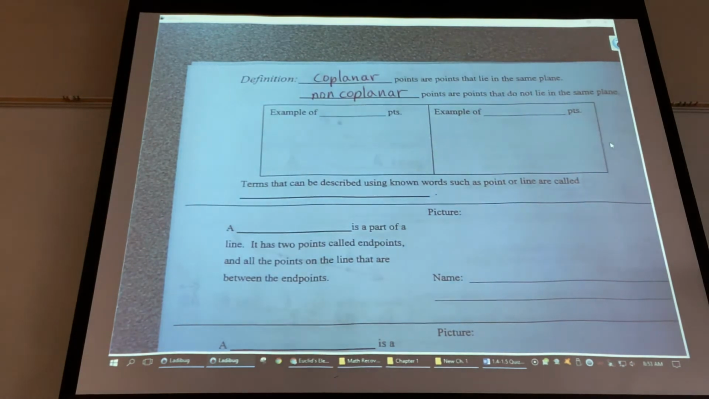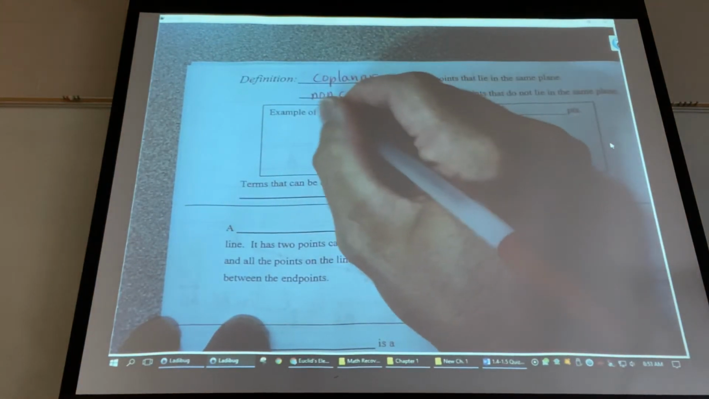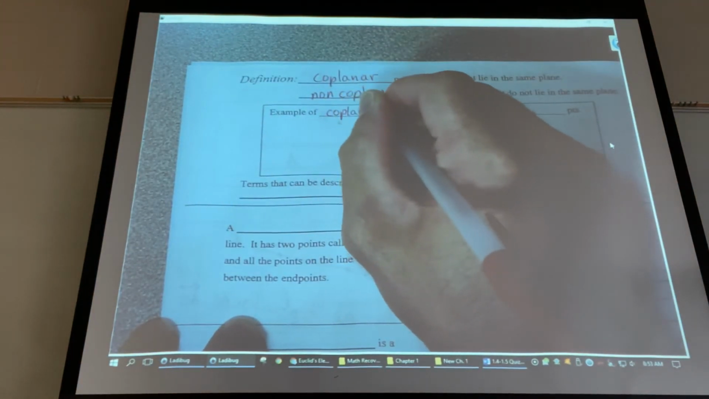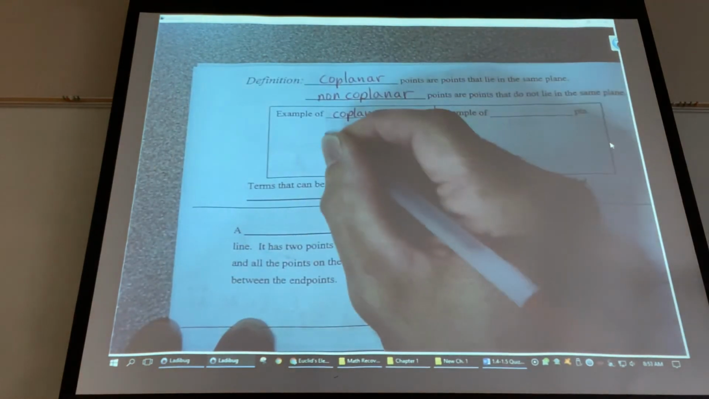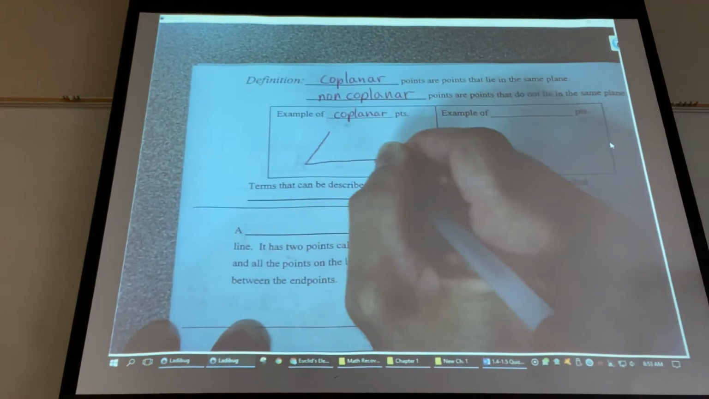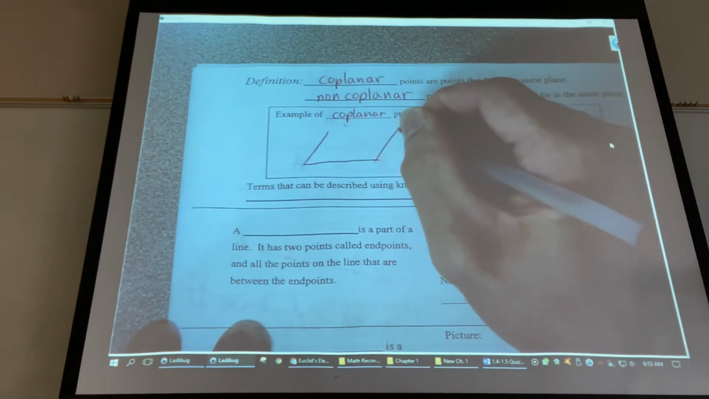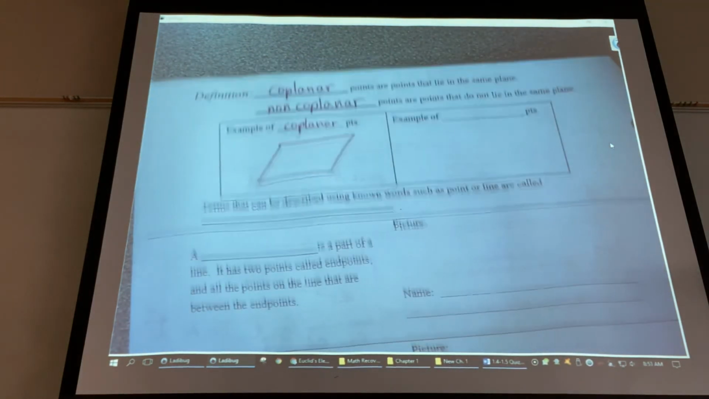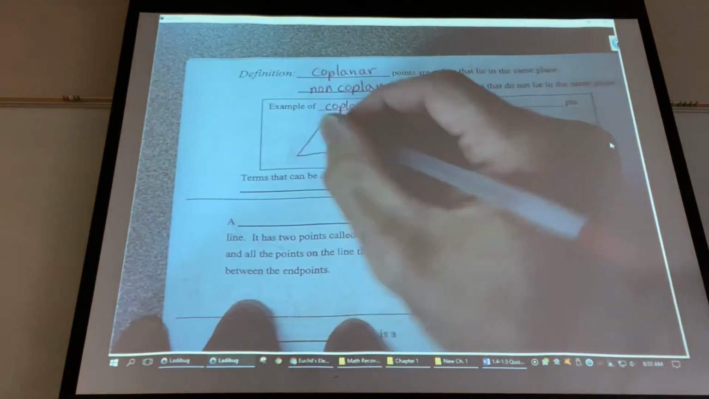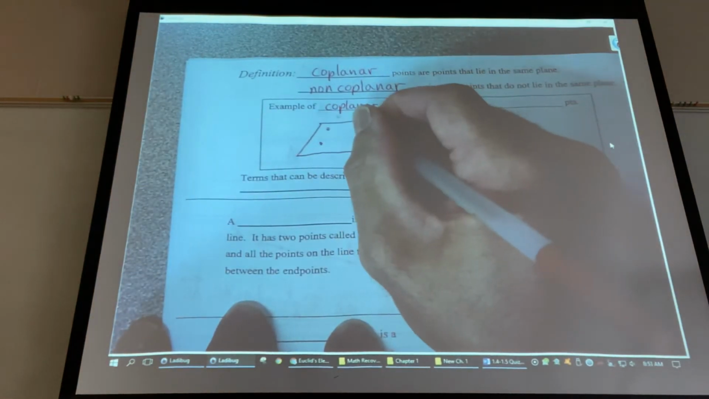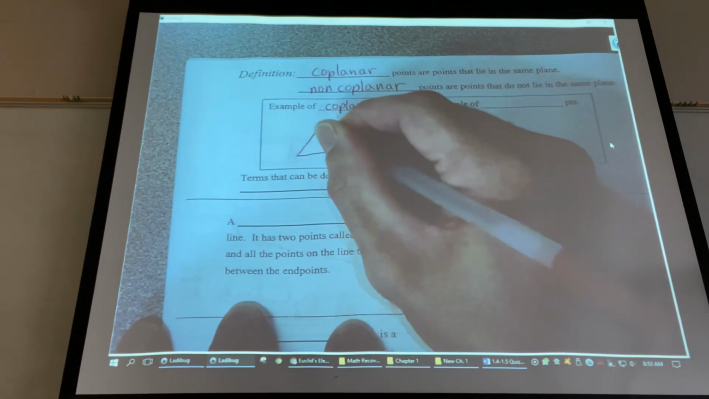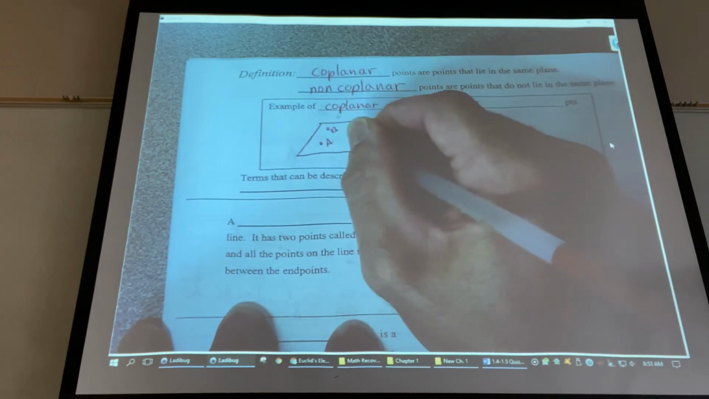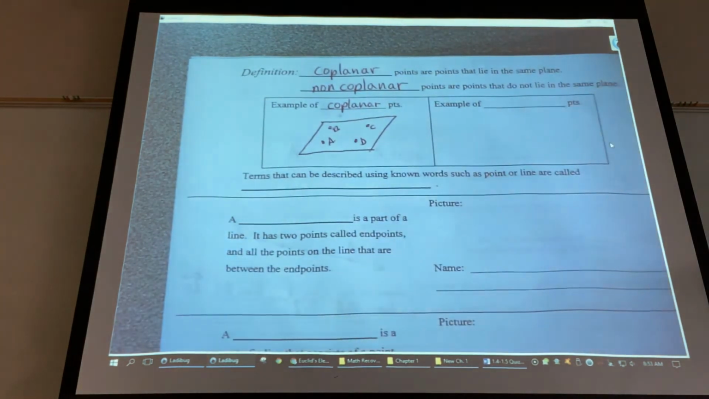And to draw an example of coplanar points, you're going to want to draw a plane and make sure they're all where? Inside it, right? So you can go A, B, C, D. Look at those coplanar points.